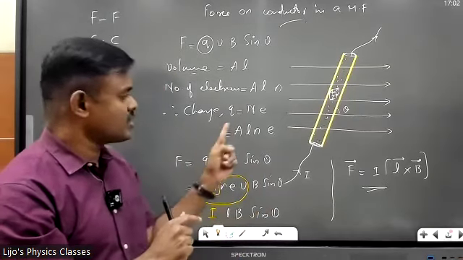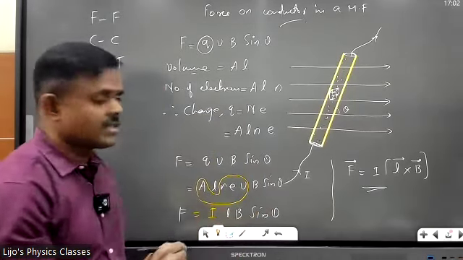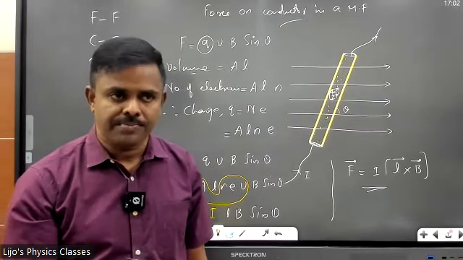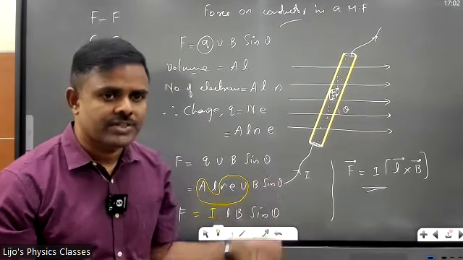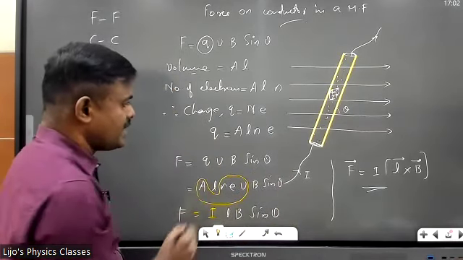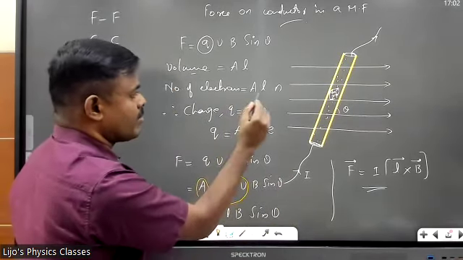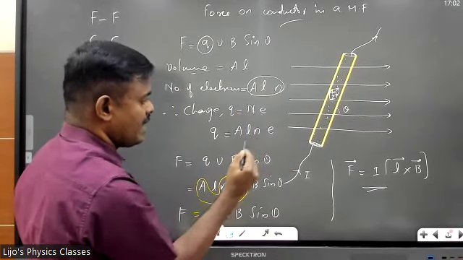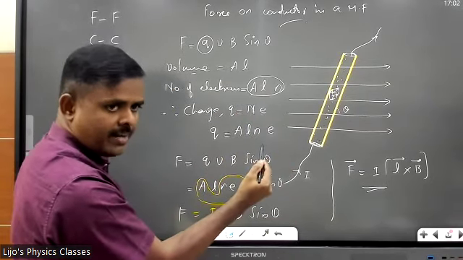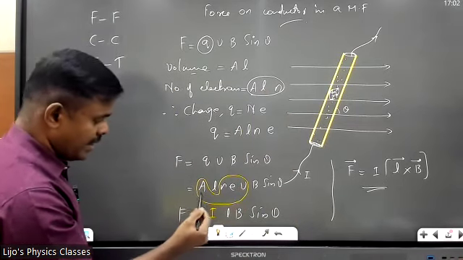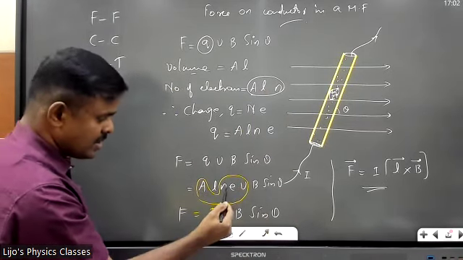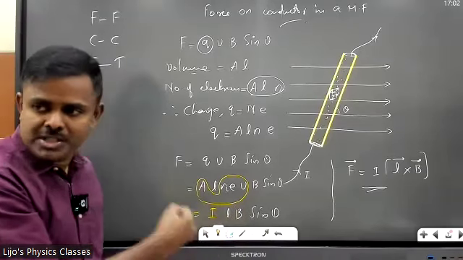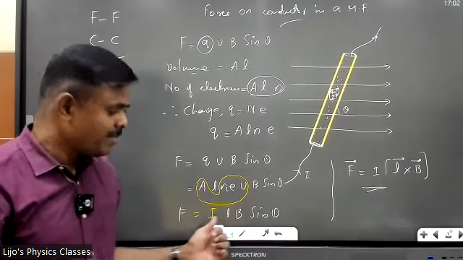I can find the charge now. How to find the charge? Charge is given by Q is equal to Ne. The very first equation we learned in class 12, Q is equal to Ne, quantization of charge. So you get charge as ALn into e. I put this into this: ALne into VB sine theta. But the circled terms, you see this, neAV was called I. So that makes it ILB sine theta.